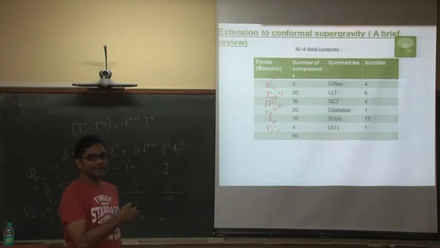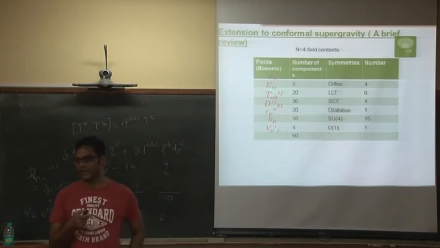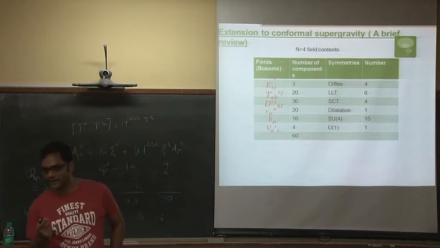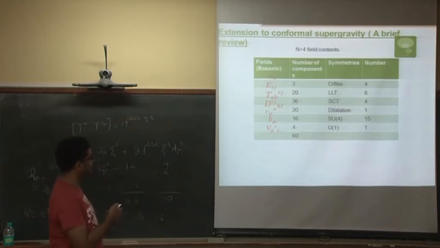Eij is symmetric in I and J. So symmetric in I and J means 10, and it is complex, so 10 into 2 is 20. TABij, you can count, it will be 36, so this is 6 here and this is 6 here, that is 36 real. And Dijkl is antisymmetric here and antisymmetric here, and traceless in any 2. So if you do the counting, you will get 20.